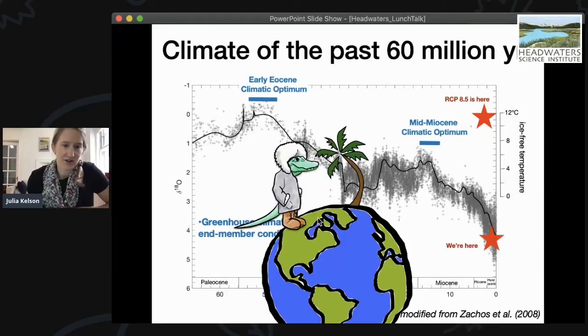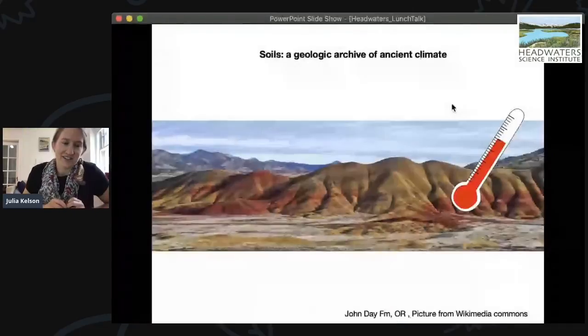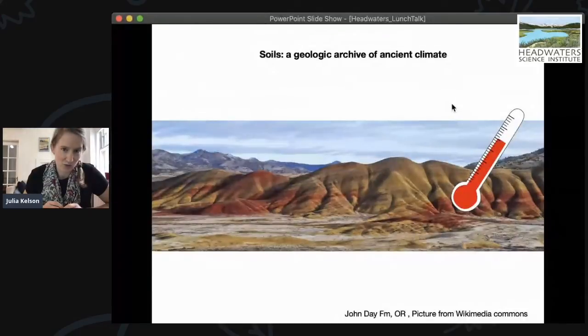But the question is, how did it get to be that warm, and what did that mean in terms of other aspects of the climate system during that time period? Like I said, the water that I'm really interested in studying doesn't exist anymore because it evaporated 50 to 60 million years ago. And so we have to get a little bit more creative in what we use as a record for aridity. What I use in my research are soils, and these are one of the best geologic archives of ancient climate that we have.